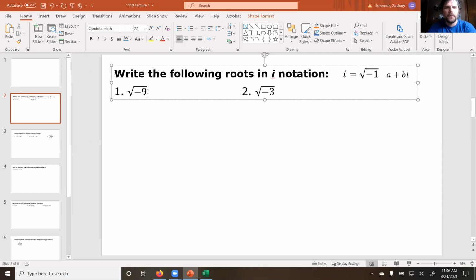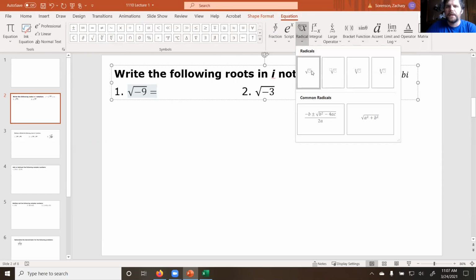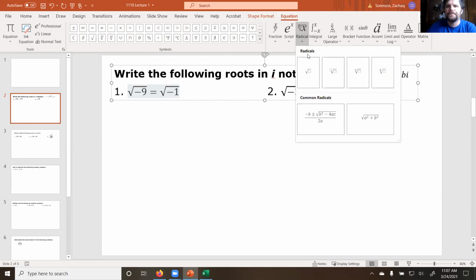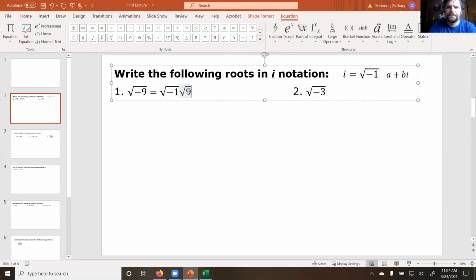Cool. So if I'm just asked to write something in i notation, let's say I have the square root of -9, up to this point, hands are tied, I say no real solution and I stop. But now that we know what an imaginary number is, I can actually break this into pieces and say, yeah, I can't really take the square root of -9, but I can break it into, let's say, square root of -1 times square root of 9. And I know that the square root of -1 is i. I know that the square root of 9 is 3.